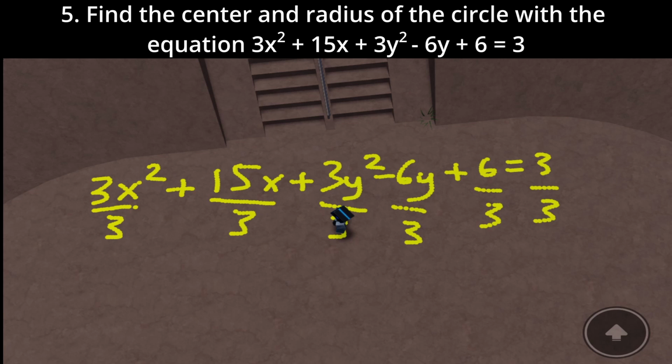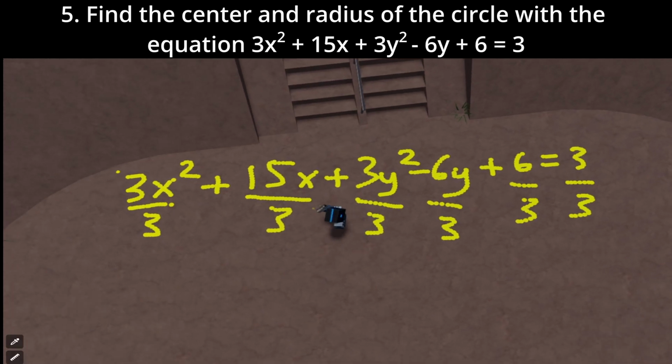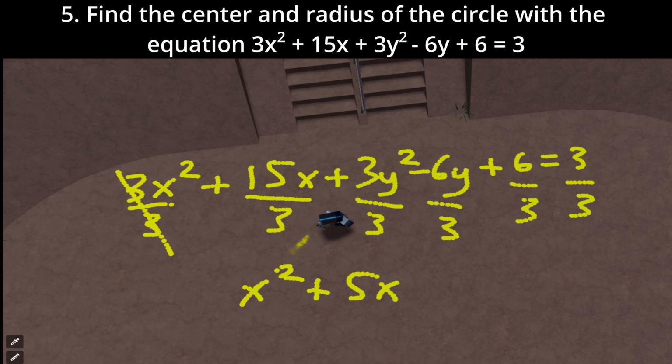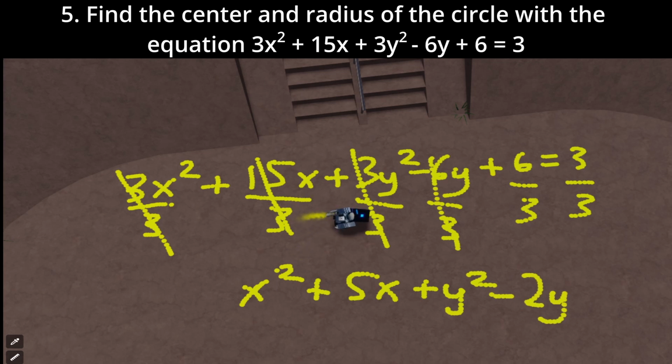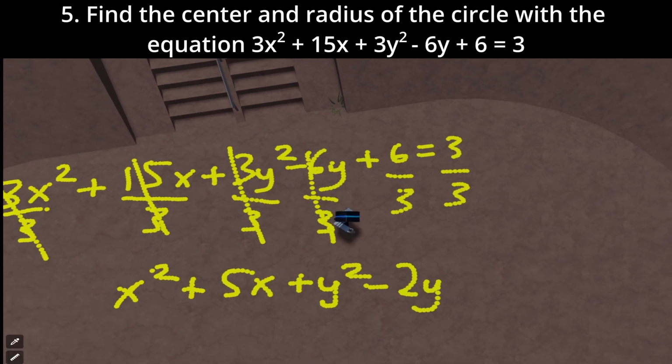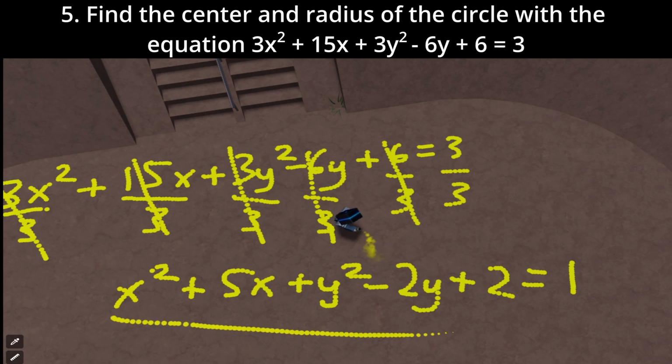So when we do all that work, we'll have 3x squared divided by 3 is just x squared. 15x divided by 3 is just 5x. 3y squared divided by 3 is just y squared. Minus 6y divided by 3 is minus 2y. 6 divided by 3 is just 2. And then 3 divided by 3 is equal to 1. So this is actually the equation that we're going to need to put into the standard form. So let me erase all that top stuff because we don't need it anymore.